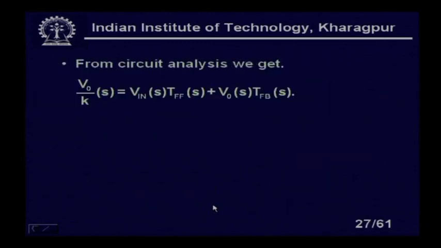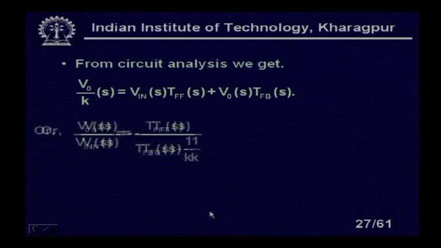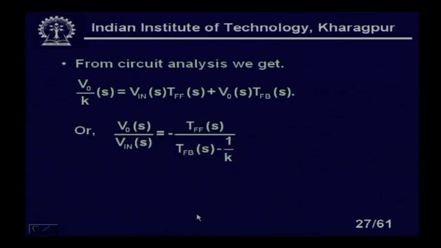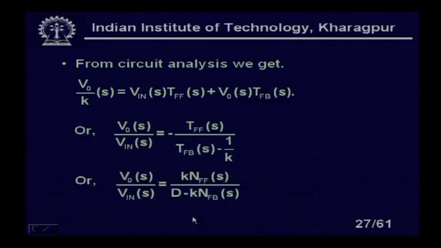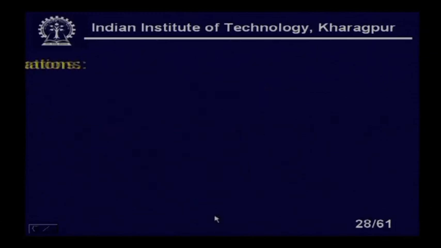So, from circuit analysis we get that V_0 by small k (s) equal to V_in(s) into T_FF(s) plus V_0(s) into T_FB(s), or V_0(s) upon V_in(s) equal to minus T_FF(s) upon T_FB(s) minus 1 by k, or V_0(s) upon V_in(s) equal to k N_FF(s) upon D minus k N_FB(s) as before.